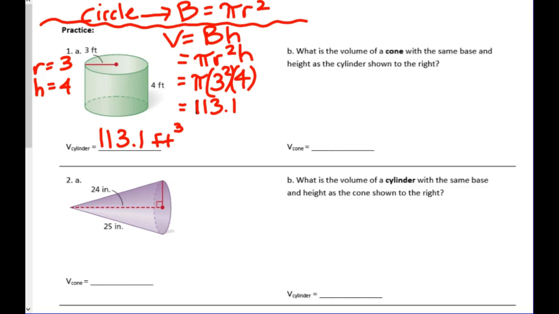So, that was not too bad, right? Now, going from here to letter B, we're going to think logically here. It says, what is the volume of a cone with the same base and the same height? Okay, so this brings us back to our bean exercise. If I have a cylinder and I'm trying to figure out the cone, what do I do to this volume to get this volume?